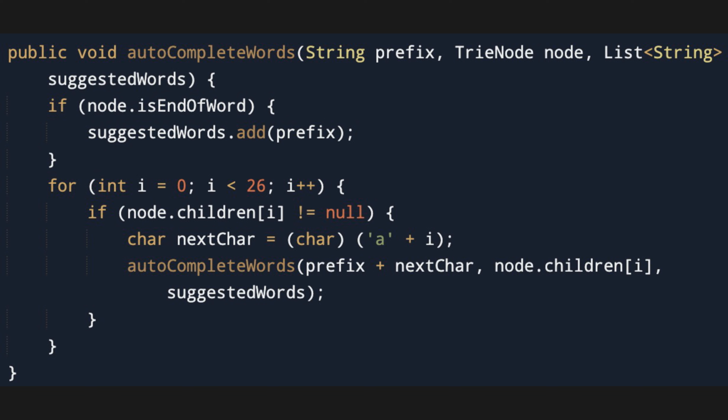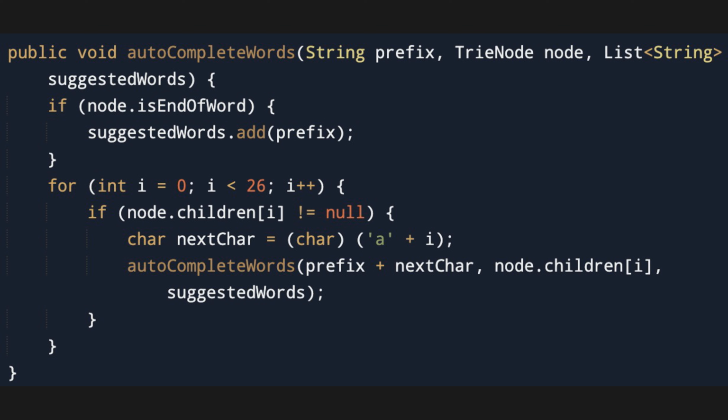This method is used to recursively find and collect all the words that start with a given prefix. So first, we have passed the prefix parameter, which is a string that the user has typed so far in the search box. Node is the current trie node we are exploring. So the node which we end up at the time of checking the prefix, we pass that node to the autocomplete function. Suggested words is a list where we collect all the valid words that match the prefix. Now let's move to the code part.